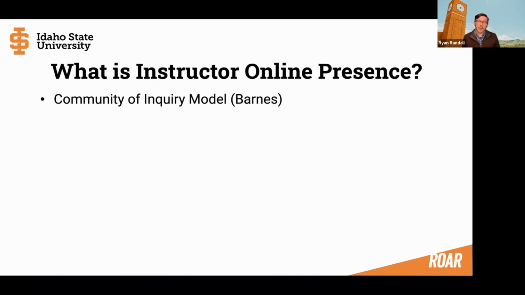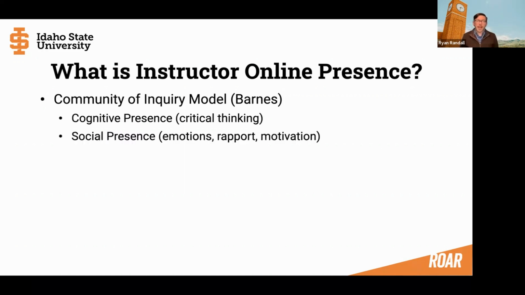But the community of inquiry model says that there are three different types of presence in any course. There's cognitive presence, which you can think of as critical thinking, intellectual engagement with the content. It's the top level of thinking if you think about Bloom's hierarchy. Then in the middle is social presence. That would be things like students' emotions, the group rapport, their individual motivations, and how you as the instructor can help them feel motivated and support their motivation throughout the course.